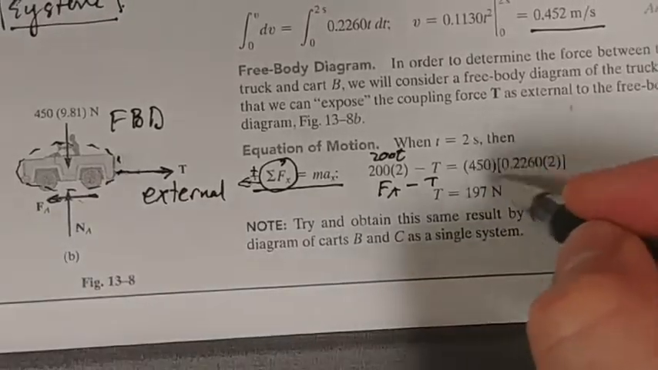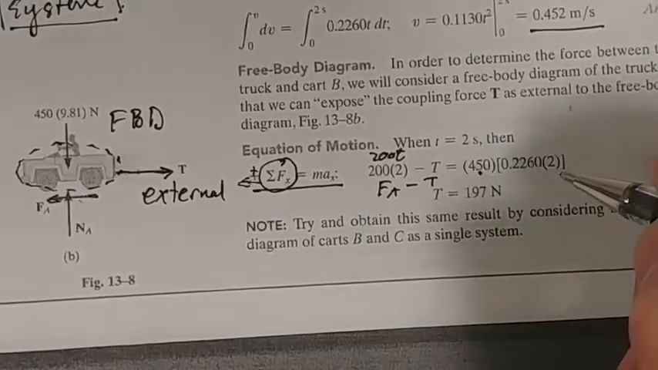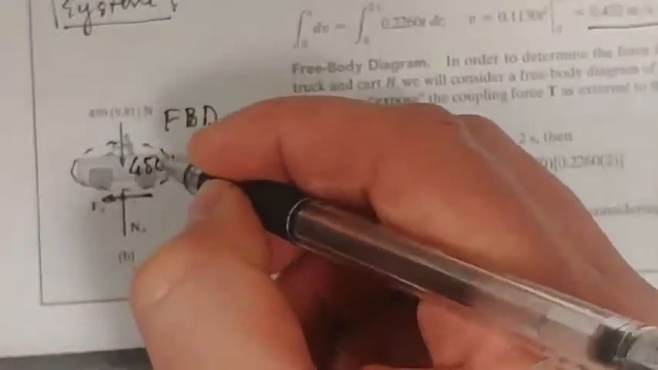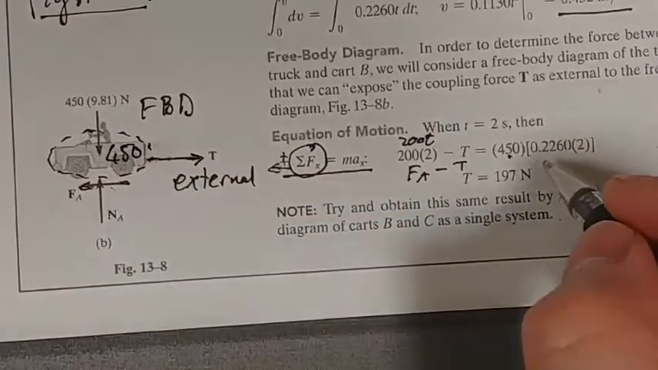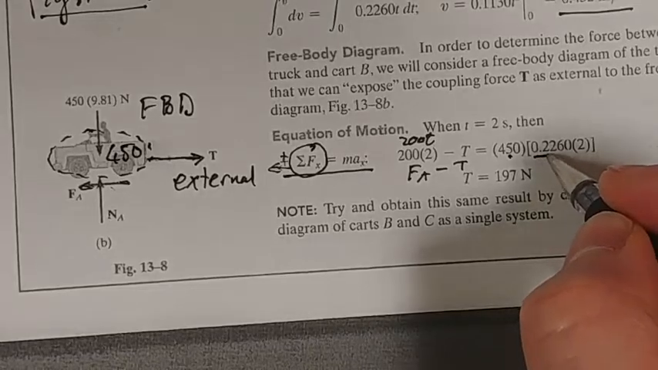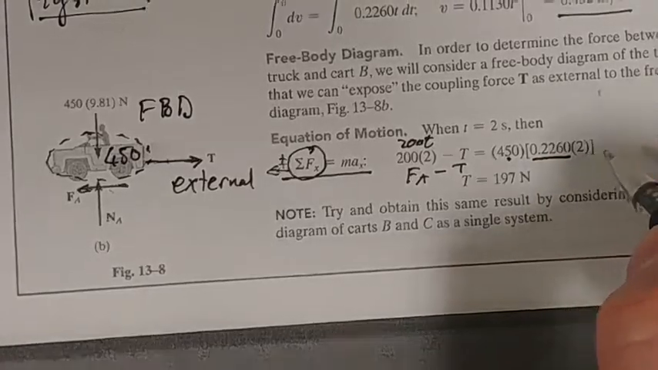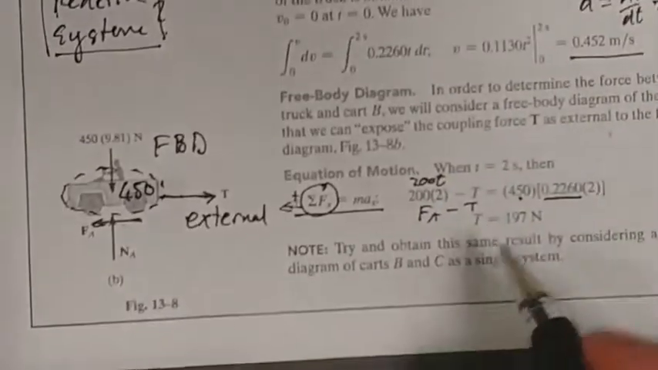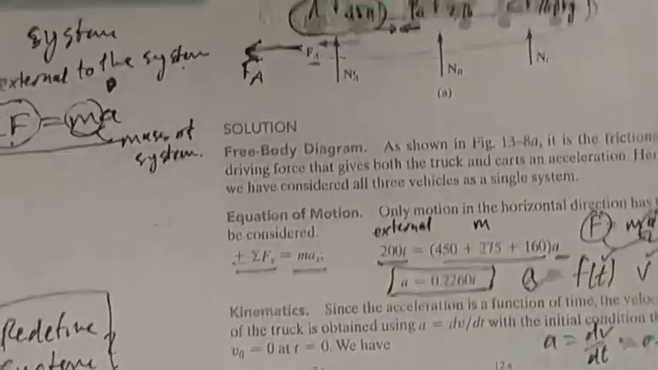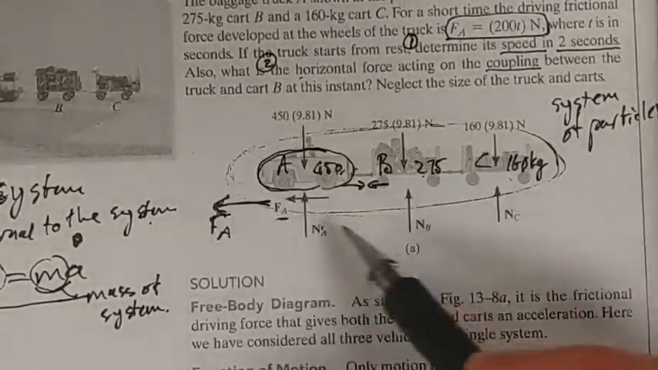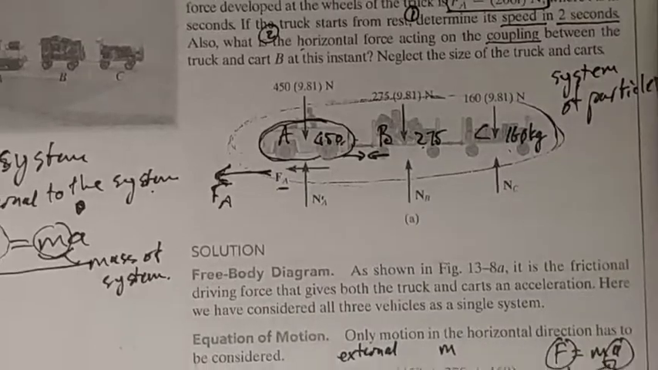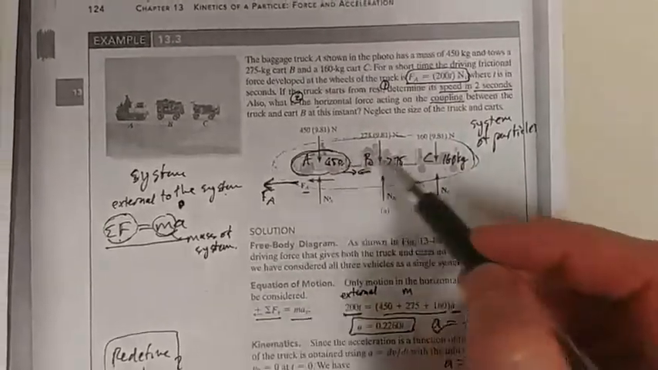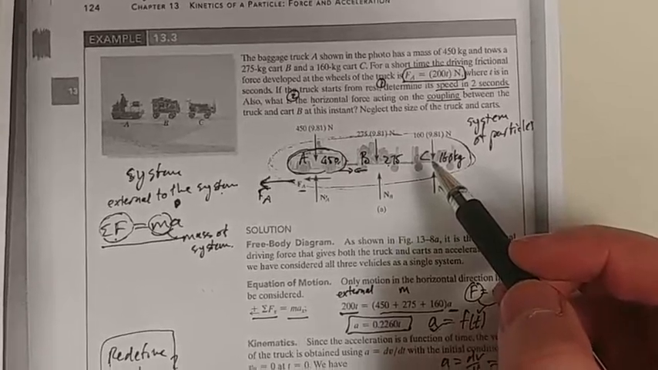And what is my new system? The mass of my new system? It's just 450, right? What is my system? It's just that. What is the mass of my system? It is just that. And then times A, which is 0.226t, and t is 2, right? We calculated that there. So what you need to see now is that the acceleration of the entire system was calculated to be this, okay? Which means that each of these particles has the same acceleration, okay?